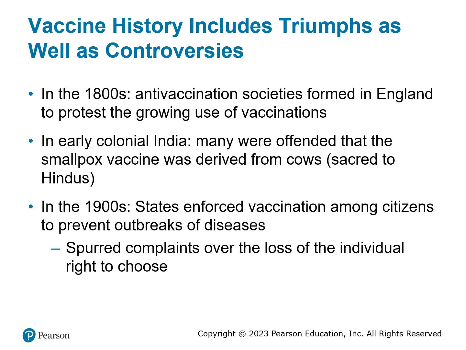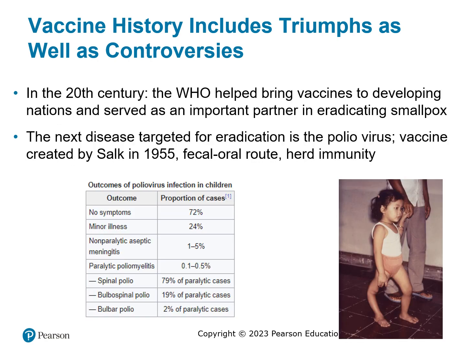So if we move ahead here to talk a little bit more about these vaccines and what they have done. In the 20th century, during the 1900s, the WHO, the World Health Organization, helped bring vaccines to developing nations, and they helped in eradicating smallpox, because again, smallpox wasn't fully eradicated from Africa until the 1980s, and this was due to the help of the WHO.